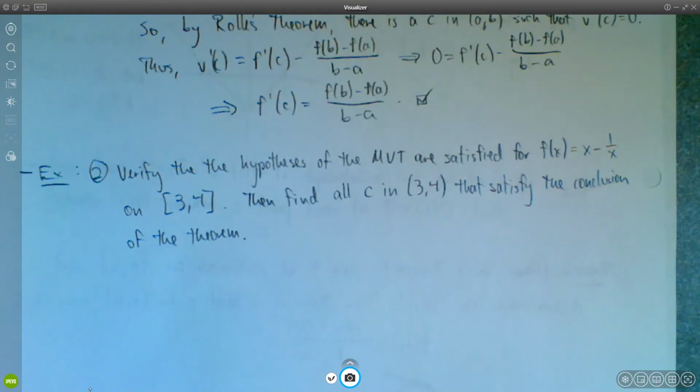So one more example, and then that'll be it for this section. Like I said, a really short section, which is good because you have a test coming up, and so I don't want to overload you with a bunch of new material right before your test.